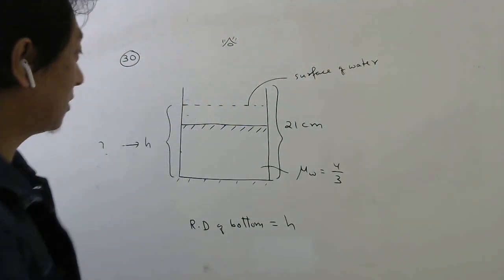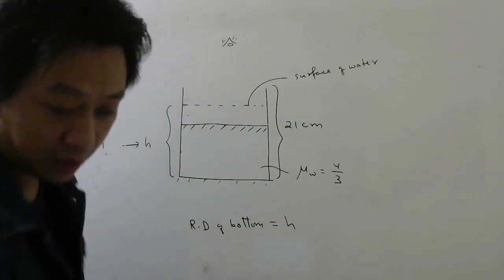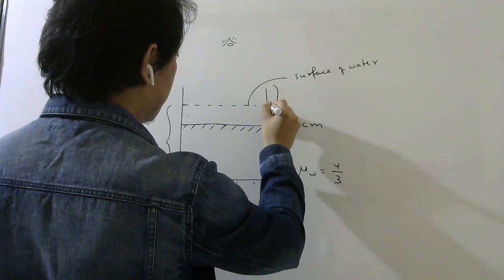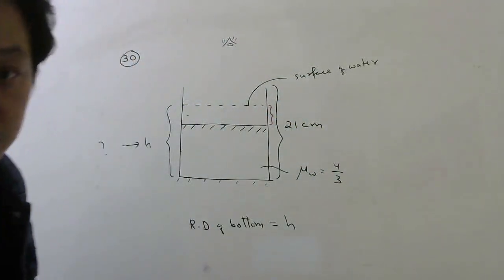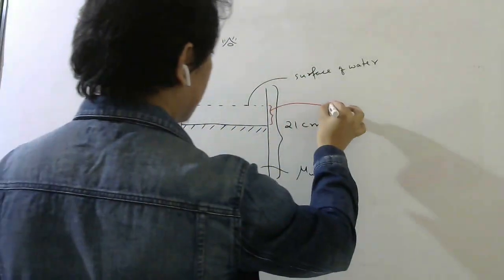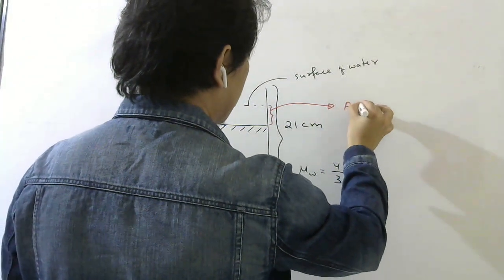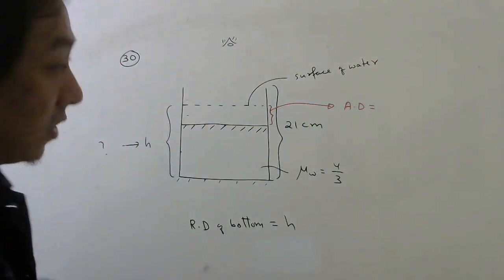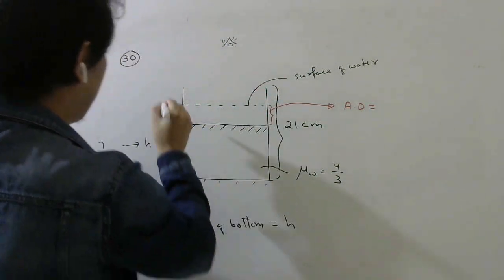So real depth is h. Now apparent depth should be how much? Apparent depth should be this much, right? That should be your apparent depth, because the image of this should be seen here, right? Okay. How to find this apparent depth? See, tell me how much is this?